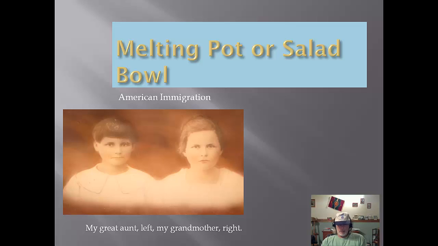So we're going to take a look at a little bit about immigration. We're looking at about the turn of the century. The picture I put on here is my great aunt and my grandmother. This is circa 1900, near the city of Dothan, Alabama. I just came across these pictures not too long ago. I never met my grandmother, but I did meet my great aunt. She lived in Memphis, and we went down there when I was very, very young.